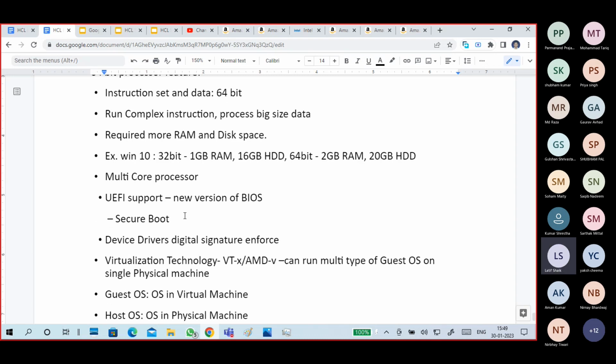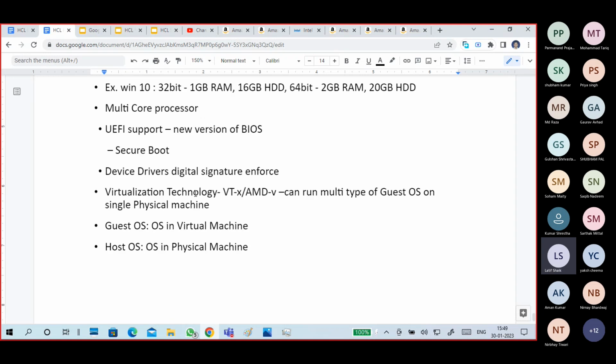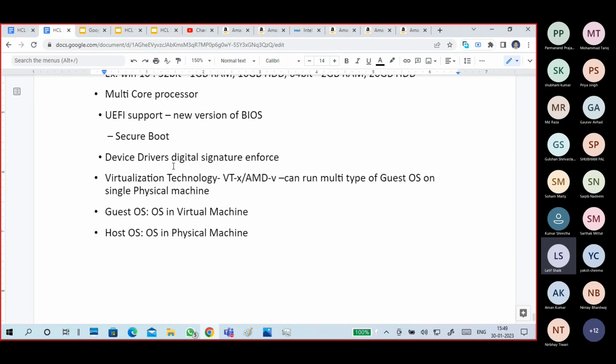And recent 64-bit systems also support UEFI. It is nothing but a new version of your BIOS, and it provides secure boot. Device drivers digital signature enforcement and virtualization technology are available.